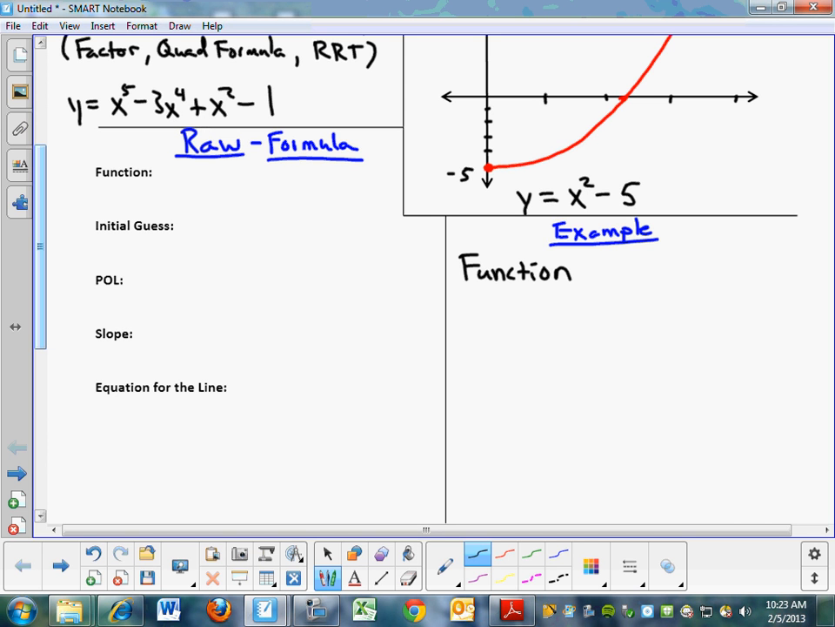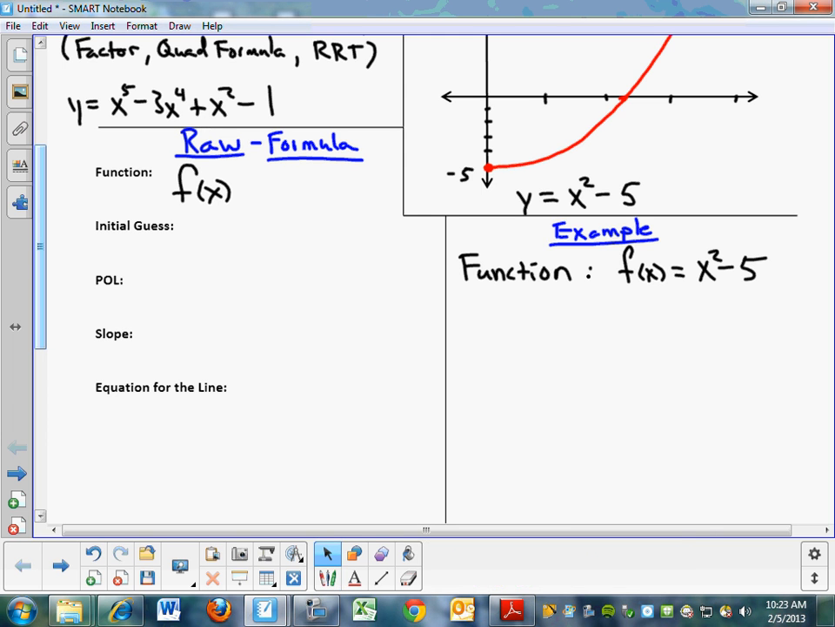And in this case, we want to find what the square root of 5 is. And so our function that we use is f of x is equal to x squared minus 5. Y or f of x, it doesn't matter. So over here, I'm going to derive the formula. So you'll see the example, and we'll derive the formula. So our function we'll call f of x.